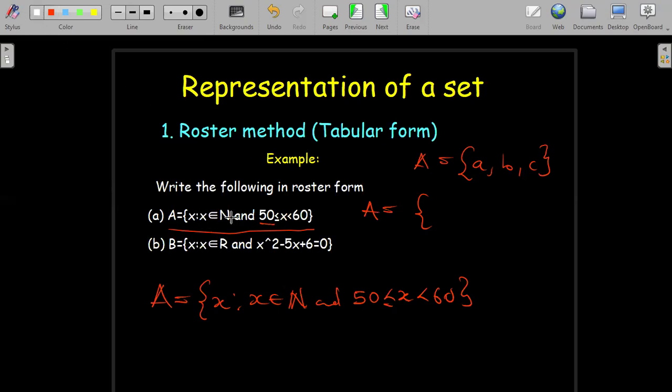Okay, in this case, because they're telling us there's a condition of x being a natural number and in between, you have to list the numbers in between here. But remember, there's a less than or equal to sign where there's 50, which implies that 50 is also part of the listing here.